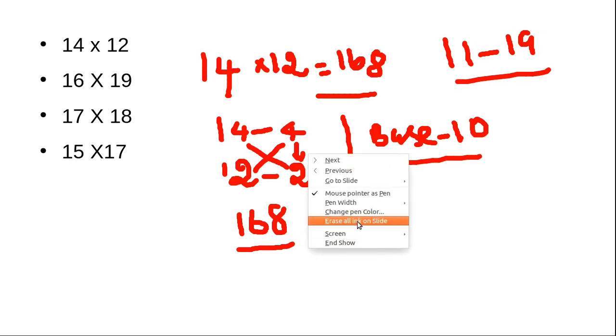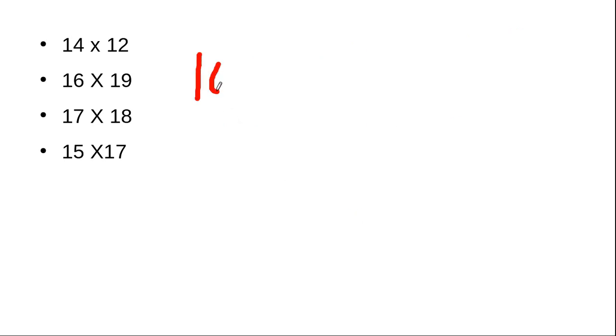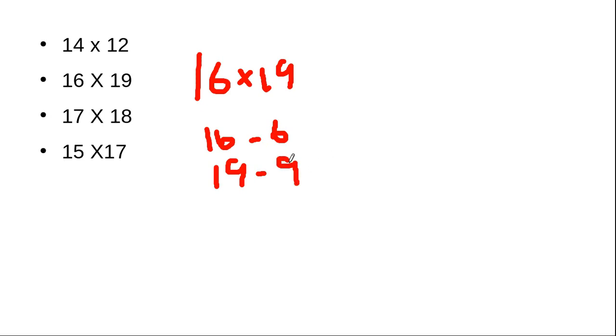Same as 16 and 19. Can you solve with the same method, 16 and 19? Here you have 6 and 9, the differences from the base number. By adding 16 plus 9 or 19 plus 6, you get 25. Then multiplying 6 into 9, that is 54.